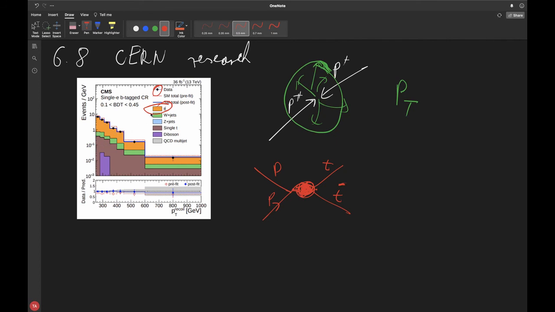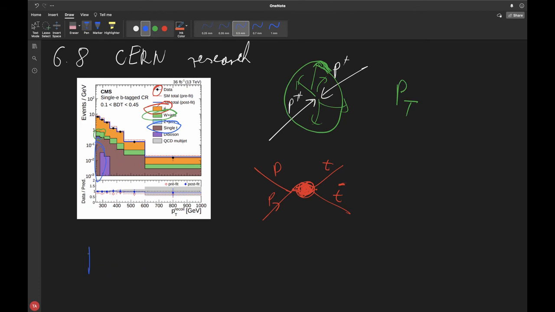But then we actually have 10 events in data, so that is because we have a tiny bit of W plus jets, and then we have some single top in that bin. So that's what we do, and then we should sum up the simulations and look for differences.